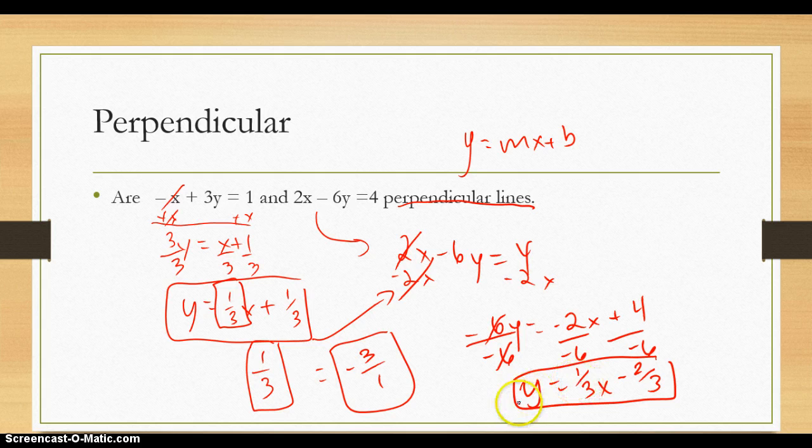So is this line perpendicular to that line? And we would say no. They are parallel because 1/3 and 1/3, but they are not perpendicular because we did not get -3/1. Okay, because you need the negative reciprocal for two lines to be perpendicular.